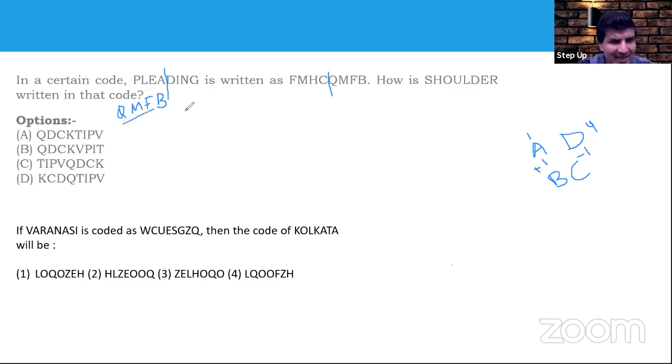So it's really like thinking like a detective. You have to find what the code is, how it is getting changed. So see, QMFB is here, but it's kept on the right hand side. That means the first part is replaced by the second part. Now let's talk about DING. Let's see how this could be moving.